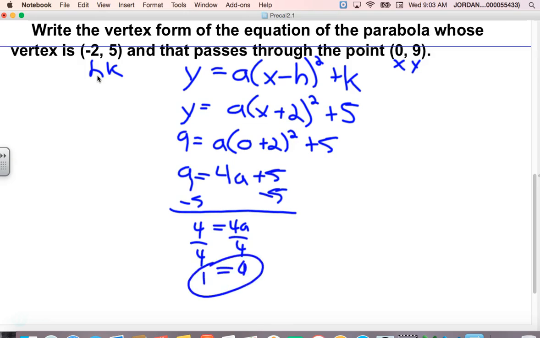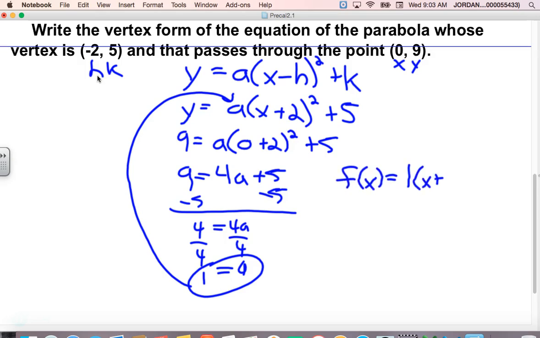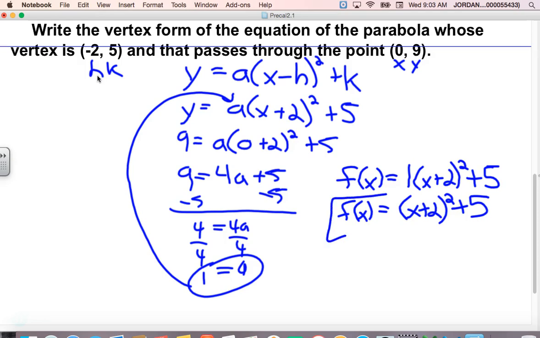Right, then once you know a, you're going to plug it back into your vertex form for a. So our function is going to be f of x equals 1 times x plus 2 squared plus 5. And of course, since we're multiplying by 1, we don't really need the 1. 1 times anything is just itself. So we can just put x plus 2 squared plus 5. So here's the function with the vertex at negative 2, 5. It'll go through the point 0, 9.